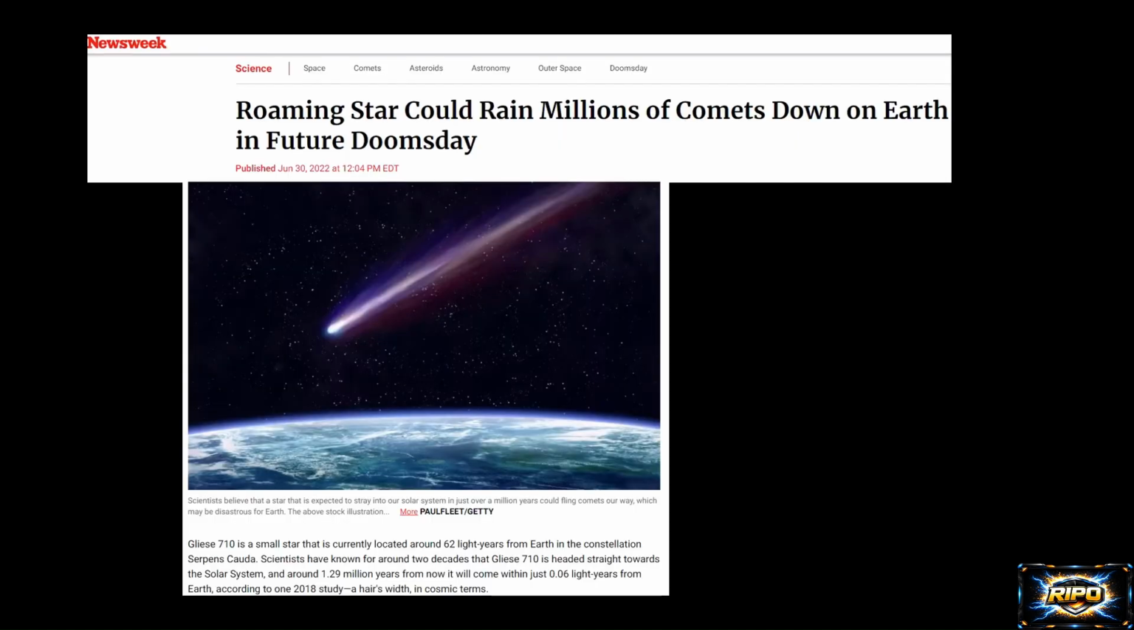So while articles such as this one in Newsweek might make interesting reading, we can't say whether this is likely to happen in 1.3 million years' time. We don't know. My guess is there will be some impact on Earth, there will be more comets, but whether we'll have an extinction event like the one which wiped out the dinosaurs, we can't say.